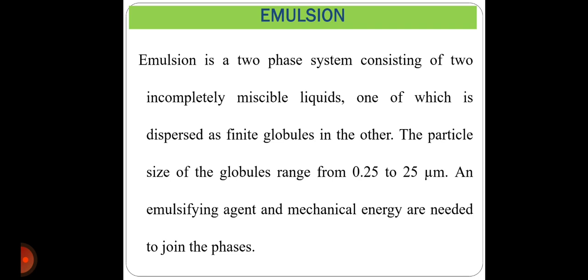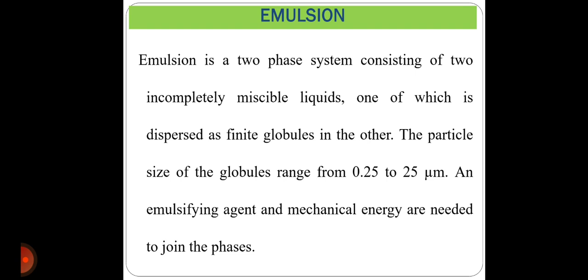We can also say that emulsion is a thermodynamically unstable biphasic liquid dosage form. The particle size of the globules ranges from 0.25 to 25 micrometers, and an emulsifying agent and mechanical energy are needed to join the phases because the two phases are different in nature. One can be hydrophilic, another can be hydrophobic, and vice versa. So the miscibility of two liquids is rare.